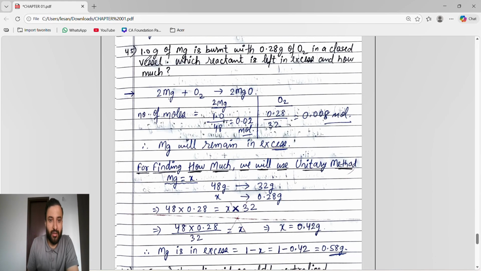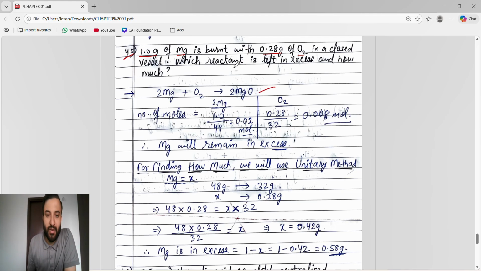Now guys, they said 1 gram of Mg is burnt with 0.2 gram of O2 in a closed vessel. Which reactant is left in excess and how much? Very important, guys. So again we write 2 Mg plus O2 gives 2 MgO, the balanced reaction.